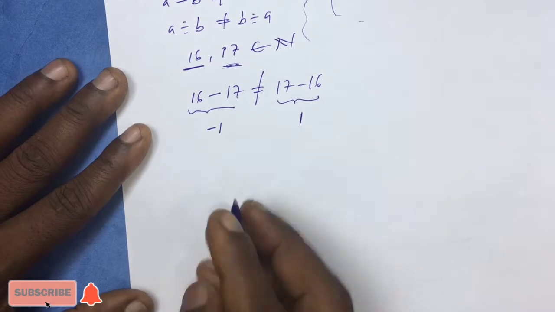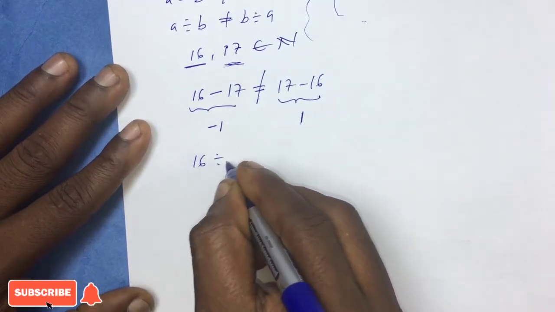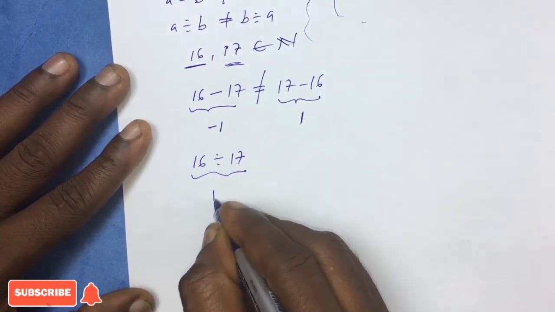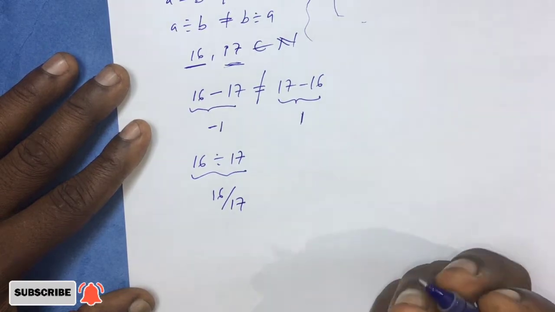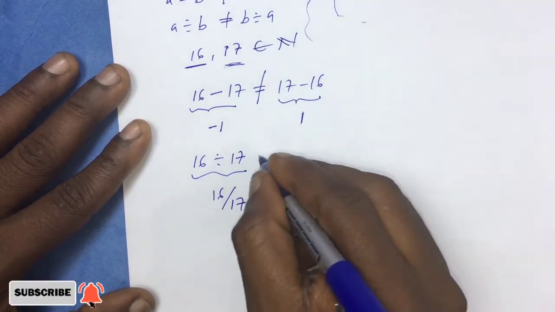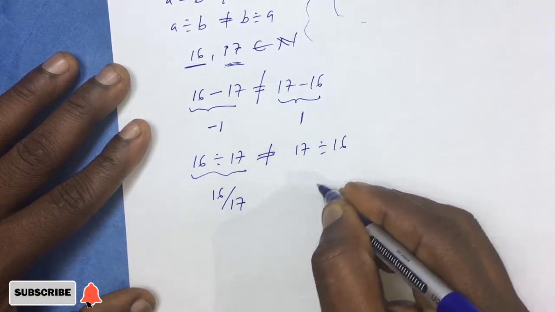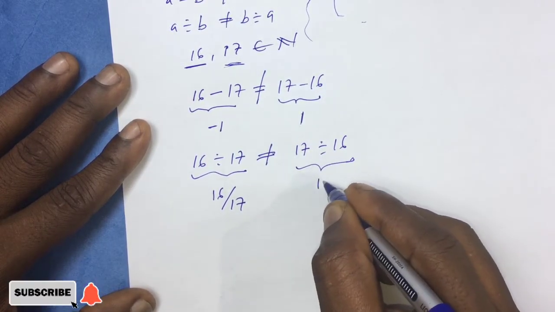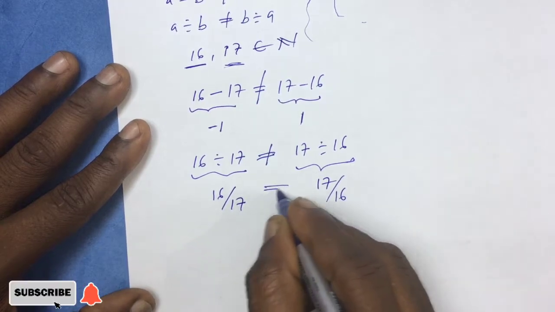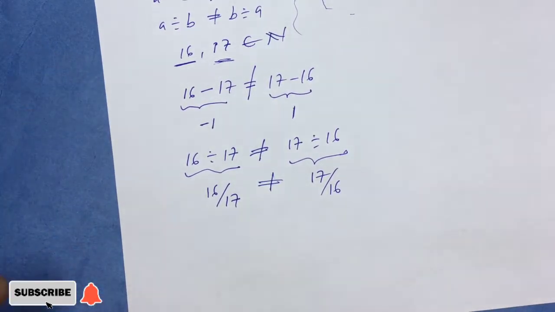Now, if you look at it again, what about 16 divided by 17? 16 divided by 17 can be expressed as 16 all over 17, which is a proper fraction, and this is not equal to 17 divided by 16, which is an improper fraction. Okay, so these results are not the same. Now, what does that mean?